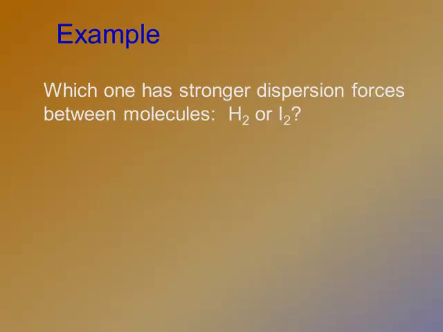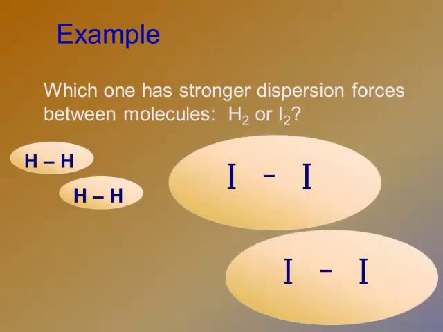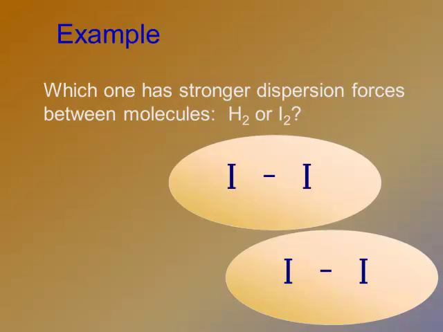Here's an example question. Predict which molecules would display stronger dispersion forces. A sample of little 2-electron hydrogen molecules, or a sample of 106-electron iodine molecules. The answer is definitely iodine. Why? Because of polarizability. Because iodine has more electrons, it is more polarizable, meaning the dispersion forces between iodine molecules are stronger.